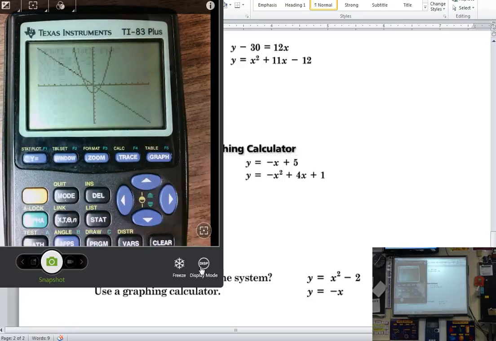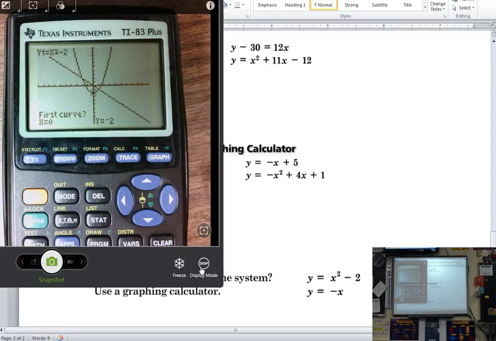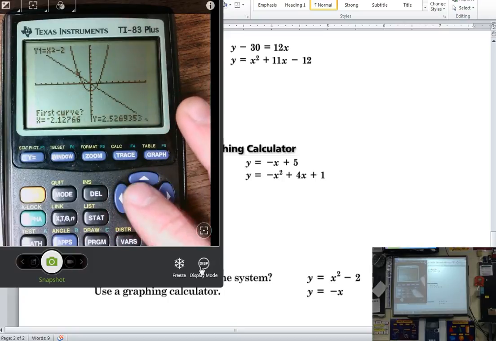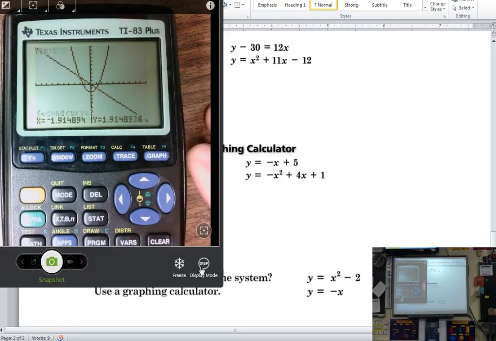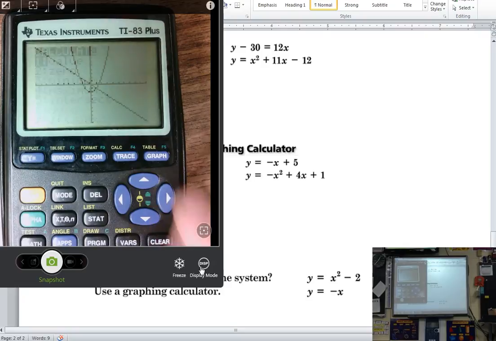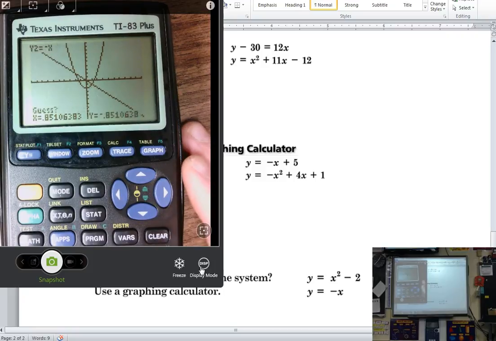So then I go to my graph. Second trace, 5 for intersect. Go over whichever side you want. Enter, enter, enter. Negative 2, 2. I got that. And second trace 5. Over to the next one. Enter, enter, enter. And positive 1, negative 1.